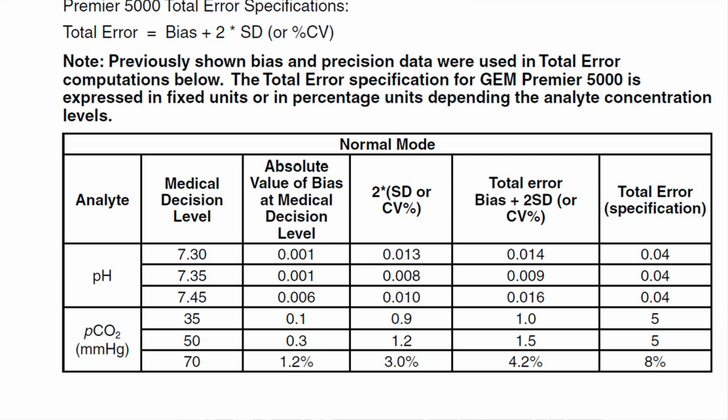This is a measurement of total error, so the maximum amount the ABG measurements could be off from the gold standard value. And this is minimal for the pH at just 0.04. For the PaCO2, the total error is a little bit higher at 5 millimeters mercury and up to 8%, which would be, for a PaCO2 of 100, 8 millimeters mercury.